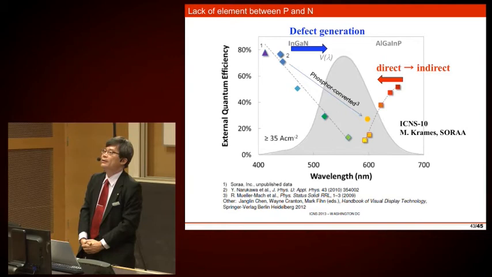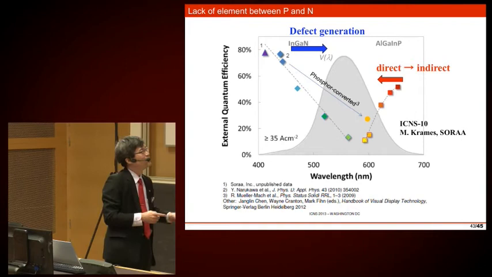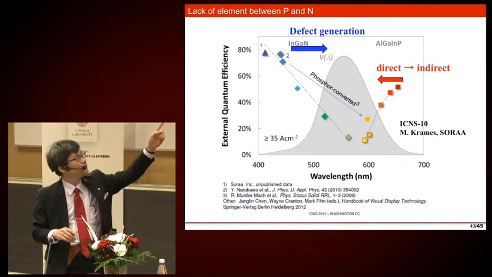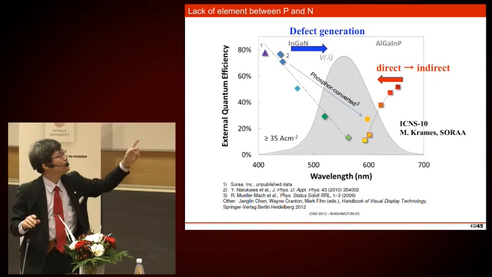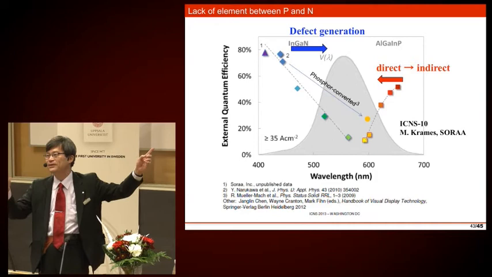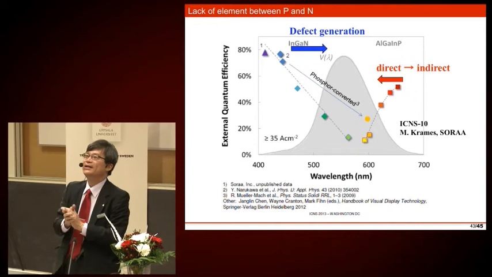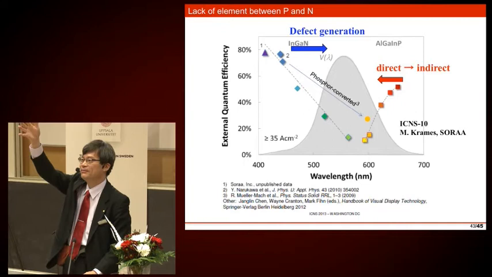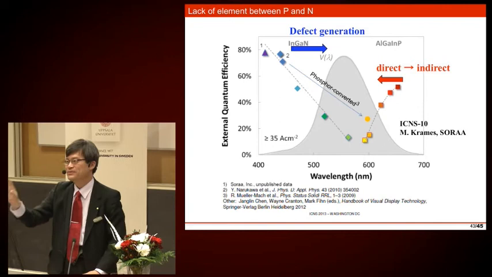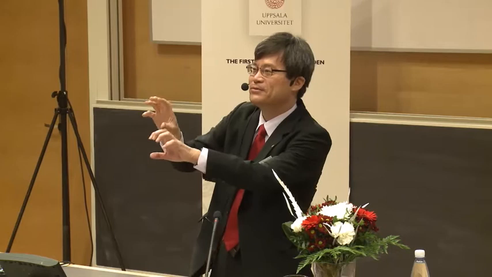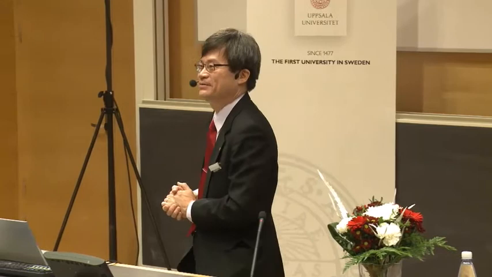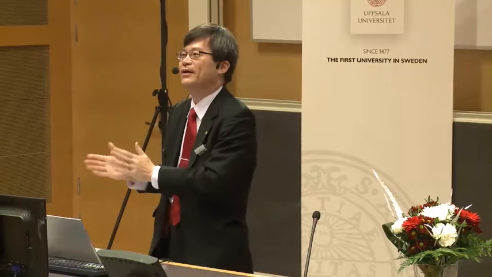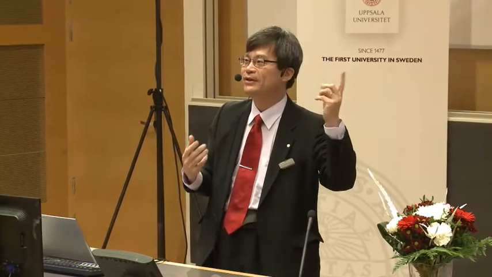That is, for red LEDs, we use the phosphorus-based material, aluminum gallium indium phosphide. And for blue, we use the nitride system, indium aluminum gallium nitride. Please imagine the periodic table, the group 5 column. Nitrogen, phosphorus, arsenic, and in between nitrogen and phosphorus, there is no element. That's the origin of the green gap. So we have to find another way of developing highly efficient green LEDs without an element between nitrogen and phosphorus. Okay. Thank you.